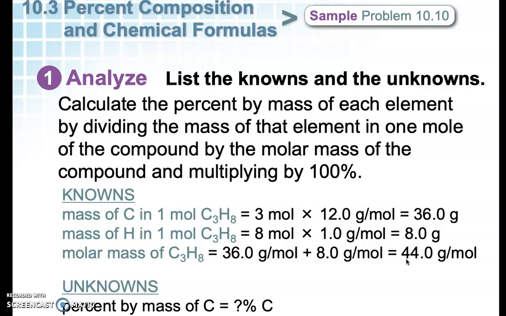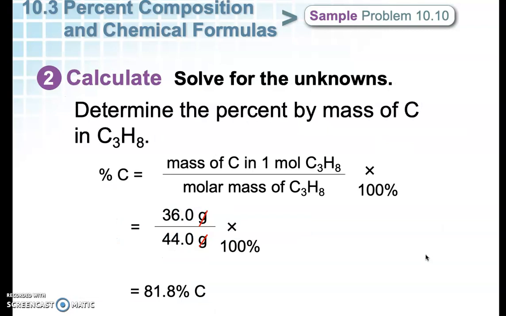Okay, so now what we're going to do next is divide each one of these masses by 44, and that'll give you the percent mass for each one of those elements. So let's take a look. The percent carbon is the mass of carbon in 1 mole of C3H8 divided by the molar mass of C3H8. Now we take our 36 divided by our 44 times 100, and we get 81.8% carbon.